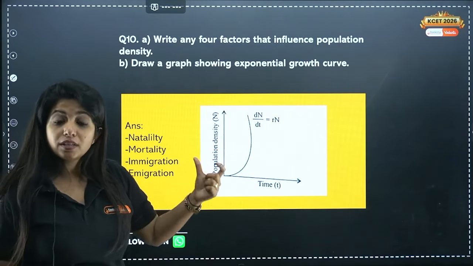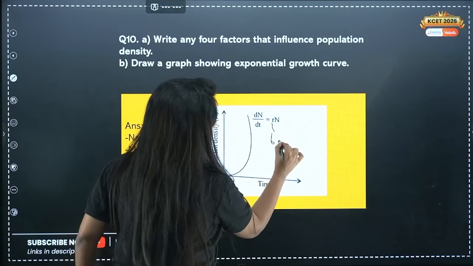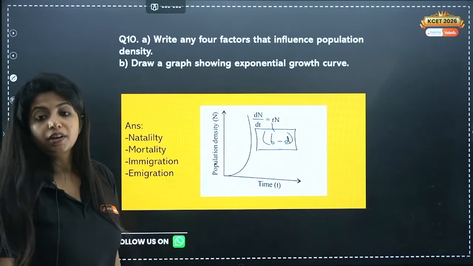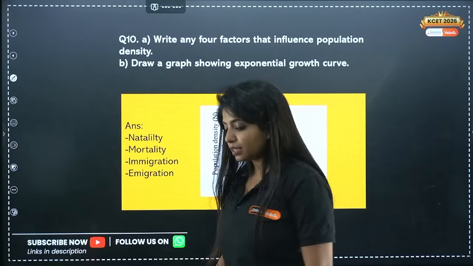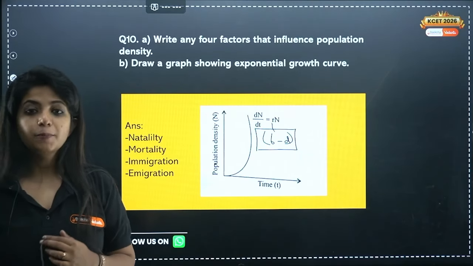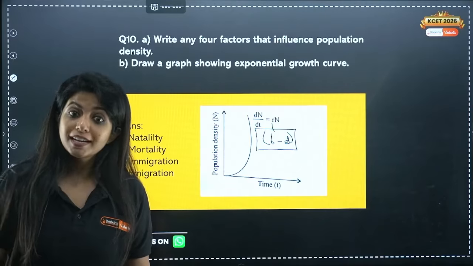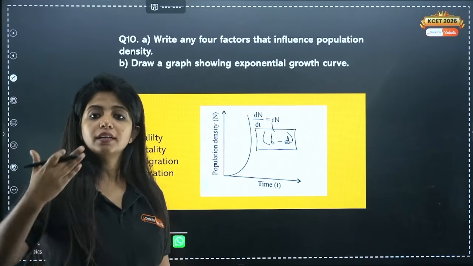r stands for intrinsic rate of natural increase. Always remember, r means birth minus death. And it stands for intrinsic rate of natural increase. According to Darwin, r is basically reproductive fitness. If an organism is reproductively fit, it increases the population size. If a high r value is there, the population size is going to increase.